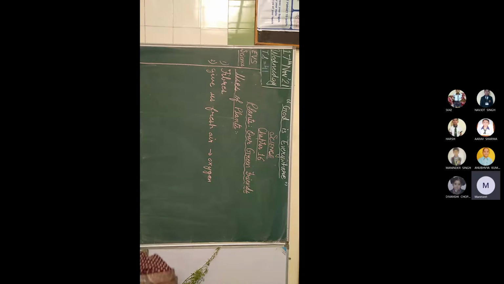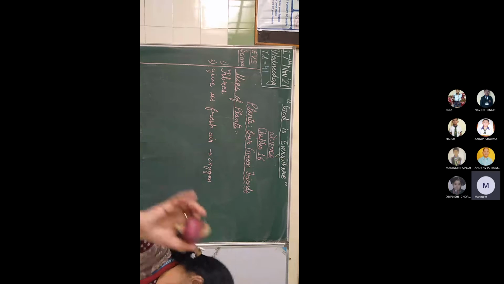There are many more things which we use in our everyday life. Plants give us food also. Food which we eat, all the vegetables and fruits, we get from plants. Fruits like mango, apple, banana, guava, grapes. Vegetables also, like this onion, we get from plants.